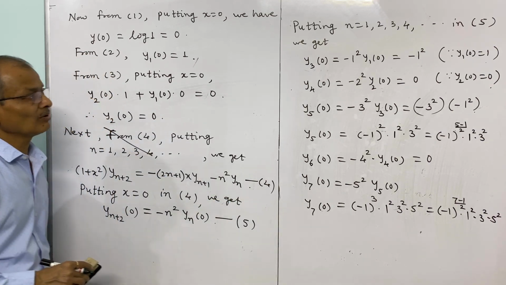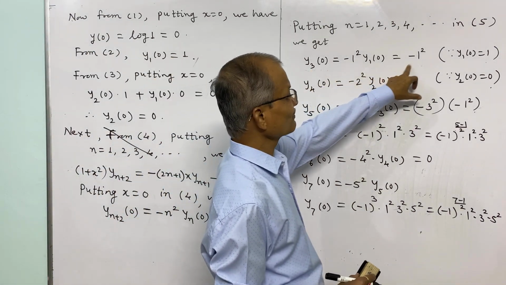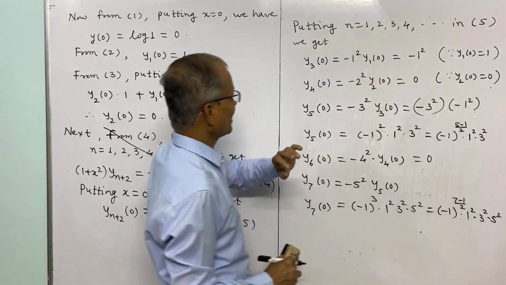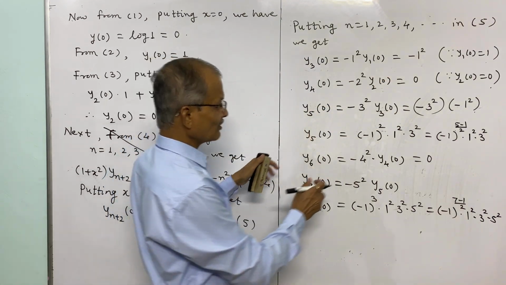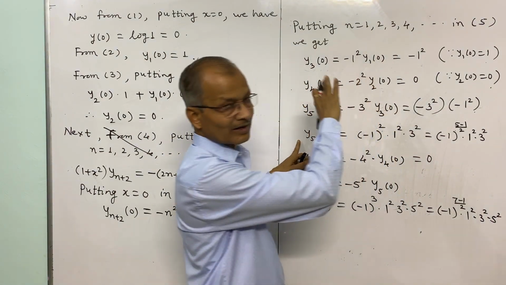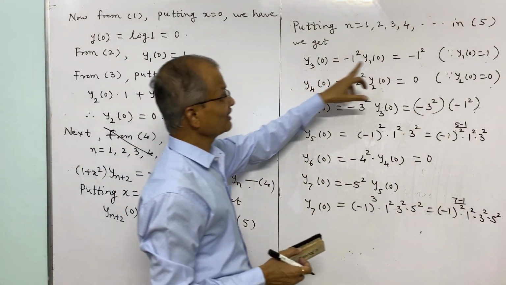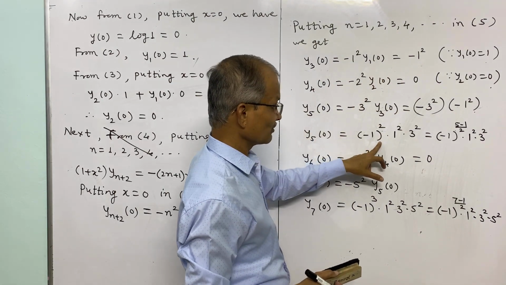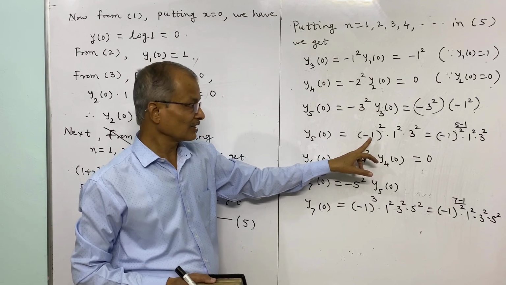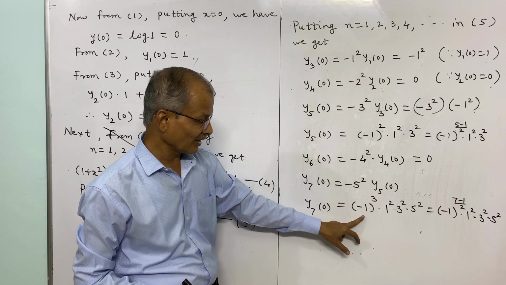Now we go to odd order derivatives. What is y1? It is 1. What is y3? It is minus 1, minus into 1 square, that is minus 1. And what is y5? y5 is actually minus 1 square, means positive. It is alternatingly positive, negative. See, y1 is positive, y3 is negative, y5 is positive. Minus 1 square is plus 1, so it is positive. y7 will be negative, minus 1 cube is negative, and so on.